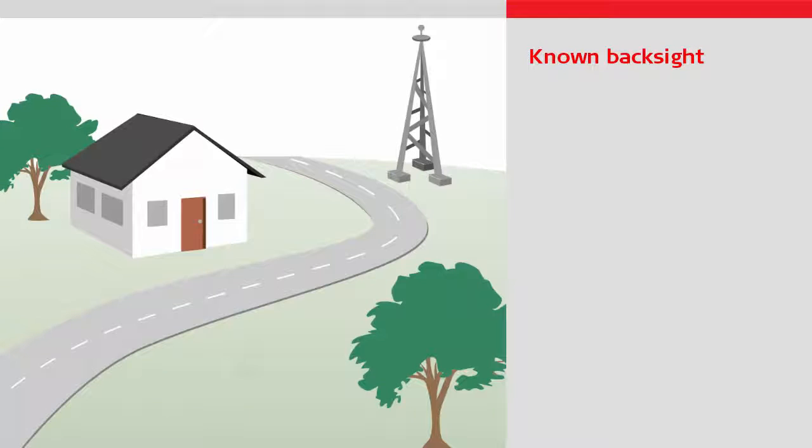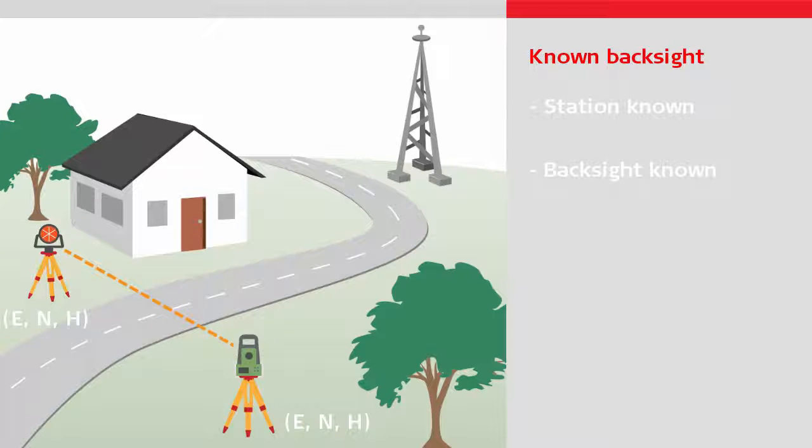Use the known backsite method in the following case: if the point over which you will position the total station is known, there is only one backsite and the point over where the backsite is located is known. Normally this will be a prism mounted on a tripod, but it could also be a reflective tape mounted on a wall, or even simply a mark on a wall. You don't need to be able to measure a distance to the backsite, that's optional, but you do need to be able to see the backsite.